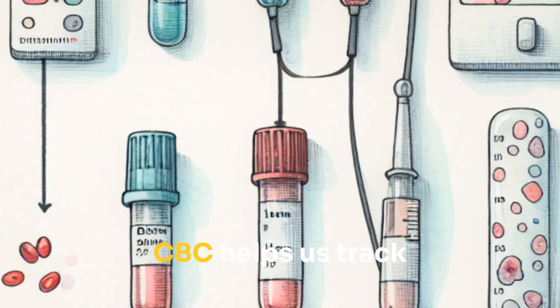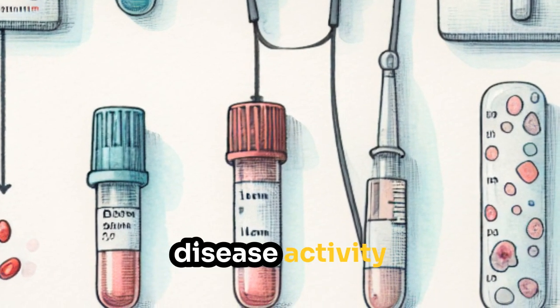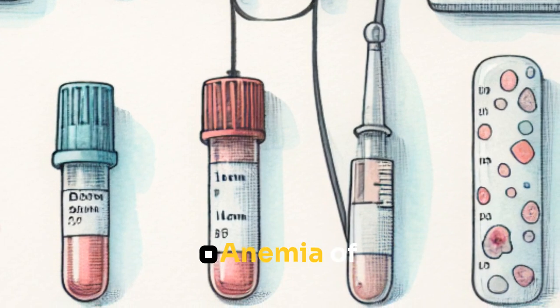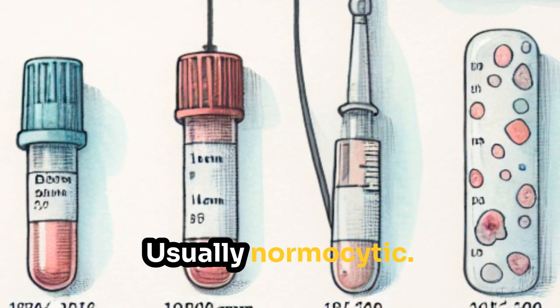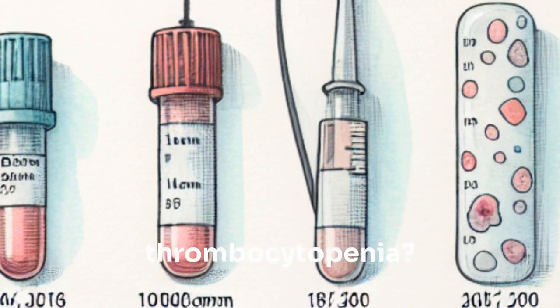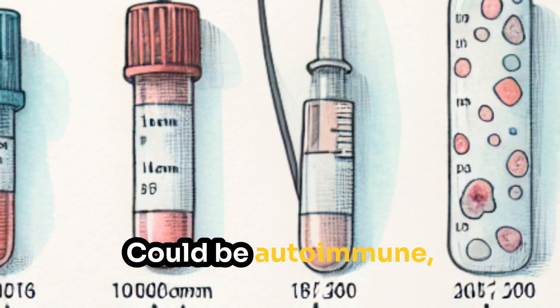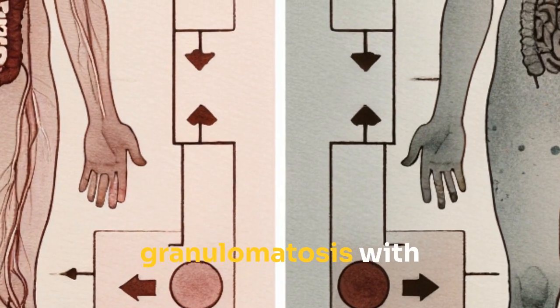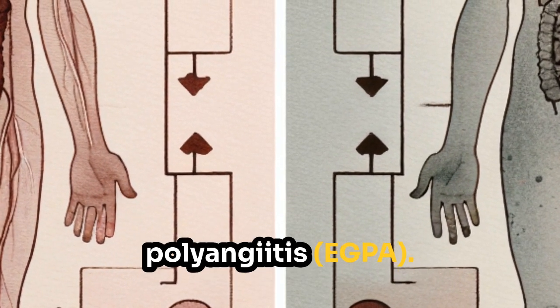In rheumatology, the CBC helps us track disease activity and complications. Anemia of chronic disease, usually normocytic. Leukopenia or thrombocytopenia could be autoimmune, especially in lupus. Eosinophilia, think eosinophilic granulomatosis with polyangiitis, EGPA.